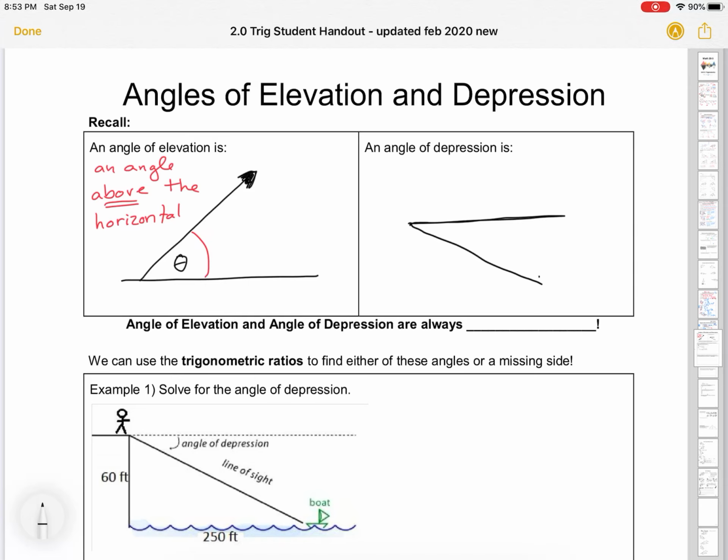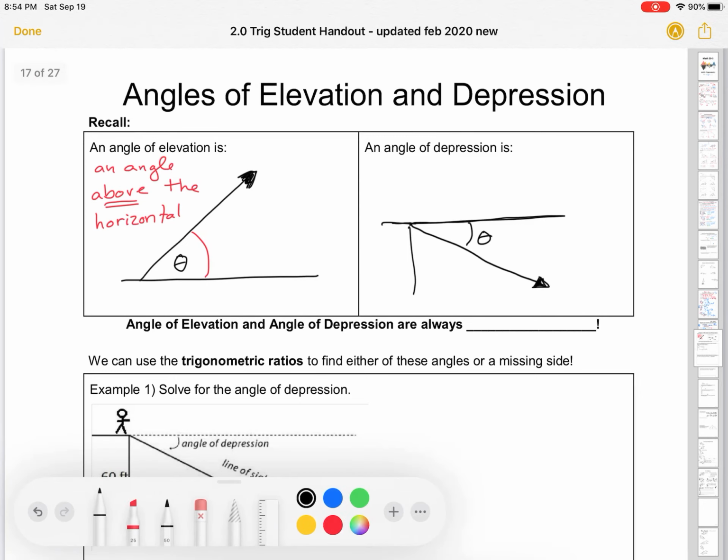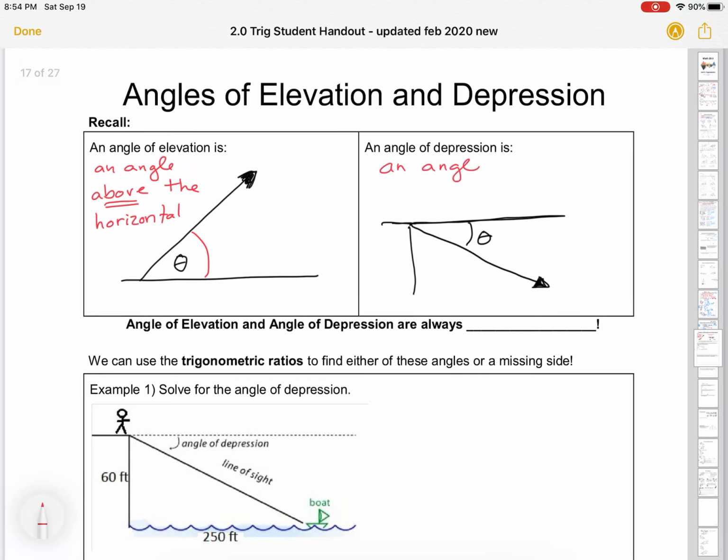Angles of depression is when somebody's at the top, we still have a horizontal, and somebody is looking down. So it would be in here and they might be looking down. Maybe they're at the top of a cliff, and they're looking down to something at the bottom. So an angle of depression is an angle below the horizontal.